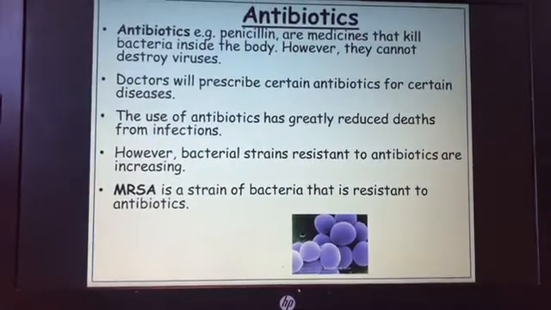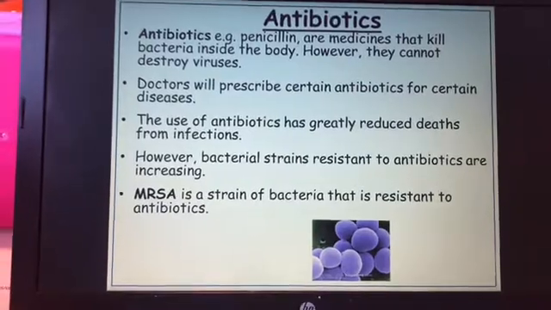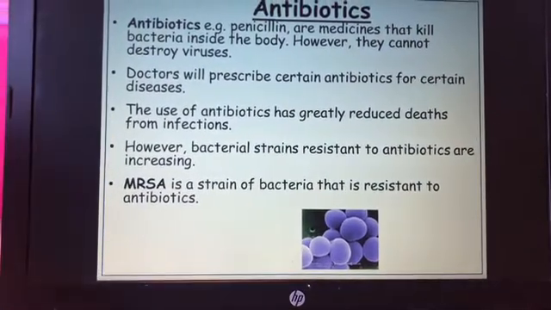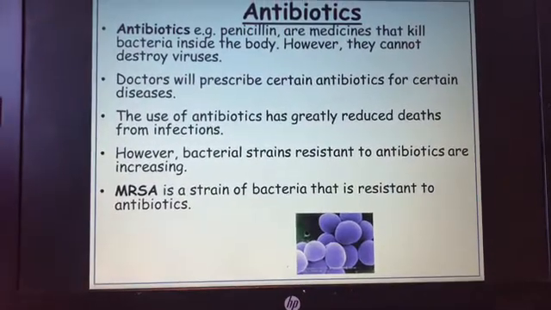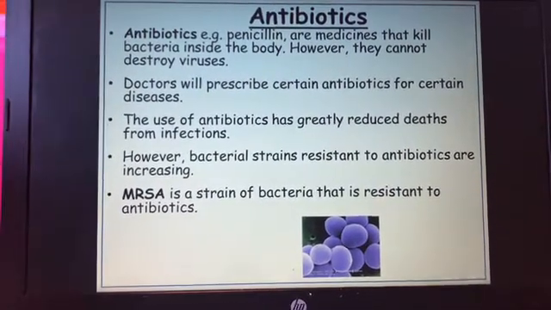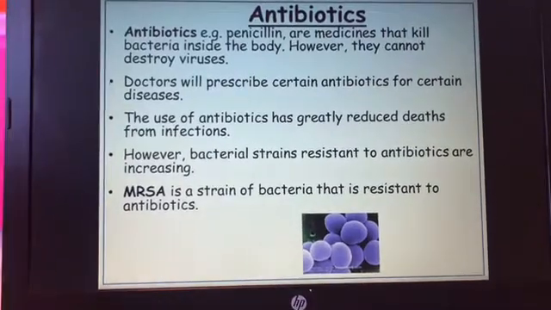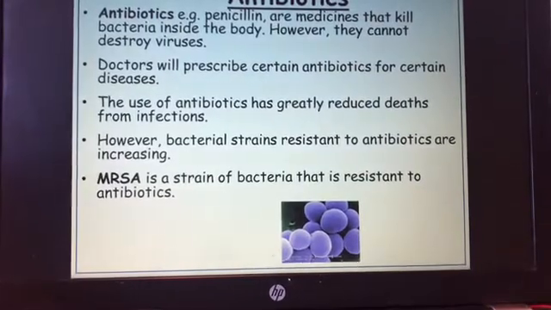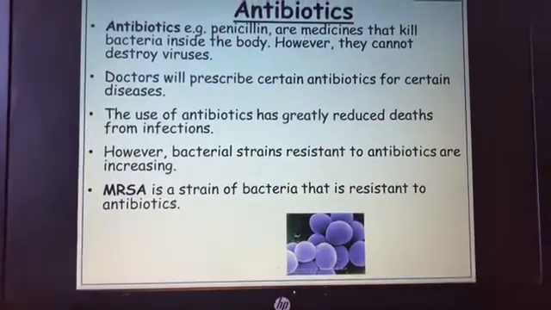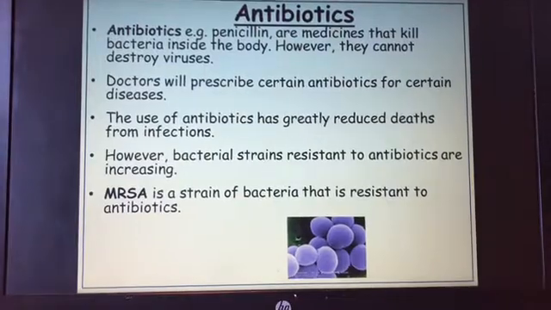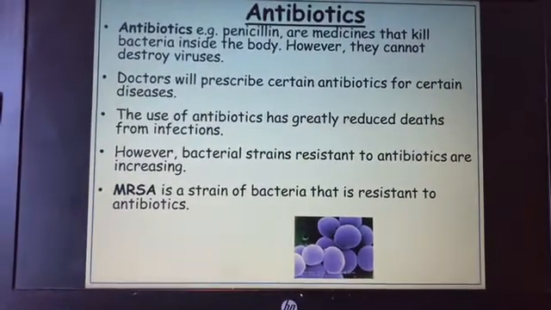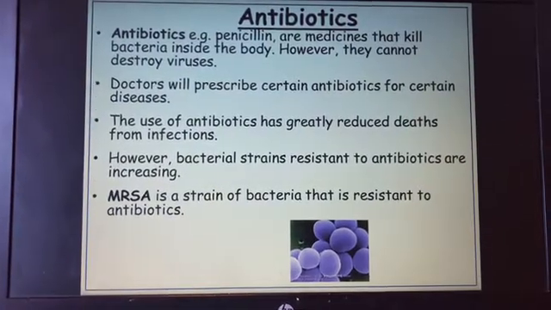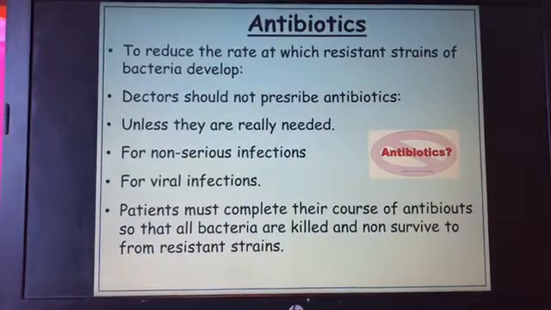However, there are resistant strains which are evolving. So MRSA is an example of a resistant strain of bacteria, which stands for methicillin-resistant Staphylococcus aureus, and it's quite prevalent in hospitals when people come out from operations and they've got quite a weak immune system anyway. The MRSA bacteria can then take a hold, and unfortunately there's no antibiotics that will work against it because it's actually resistant to most antibiotics.